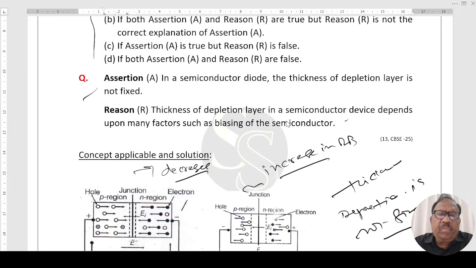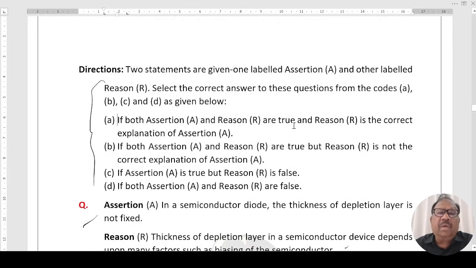In forward biasing it will decrease, in reverse biasing it will increase. Let's see the correct answer. Both assertion and reason are true and the reason is the correct explanation. A is the correct option. Right? Next question.